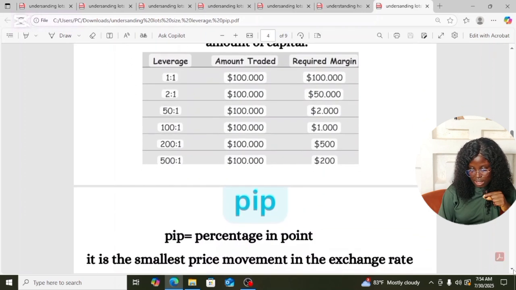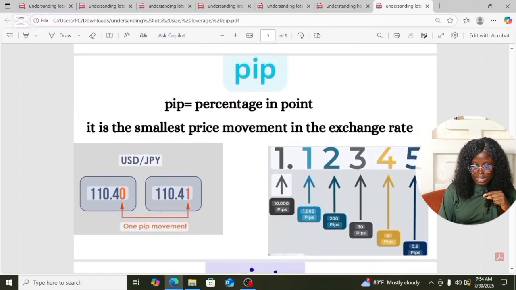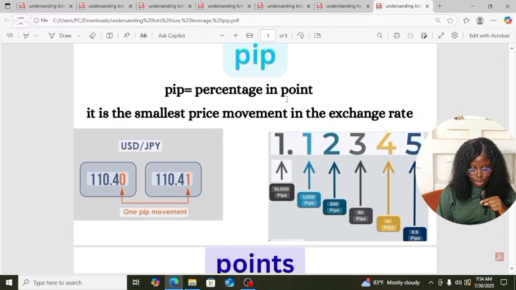So that's all about leverage. So let's go to pips. We have been saying pips, even in the previous video we mentioned pips. Okay, so what is a pip?